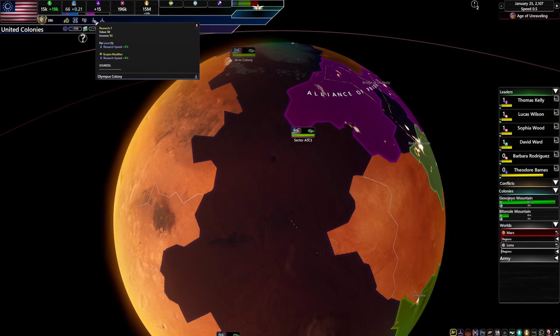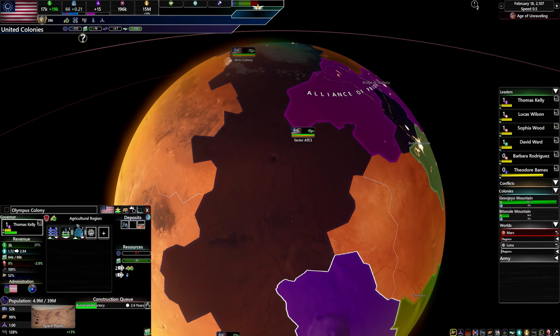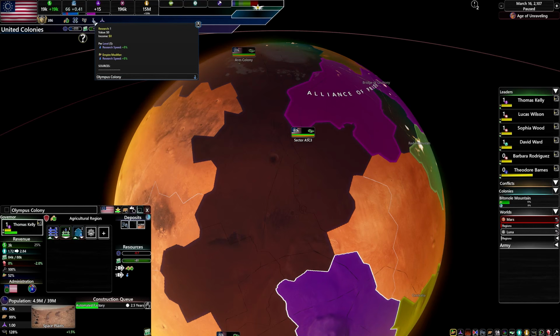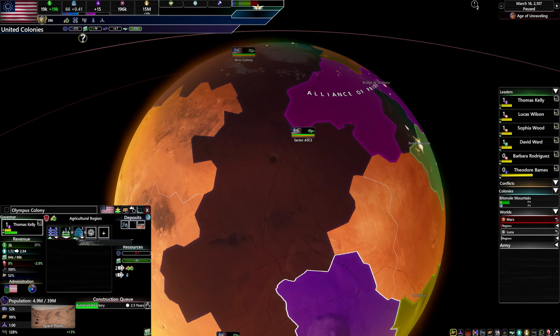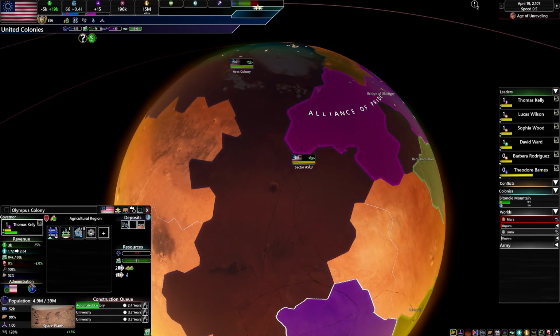Now, you might have noticed that I built universities and then forgot to explain it. Well, universities are also very important because they give you this. Now, research speed plus 5% doesn't sound like a lot, but you can get more. And they're also not that expensive, so you definitely want to do that.